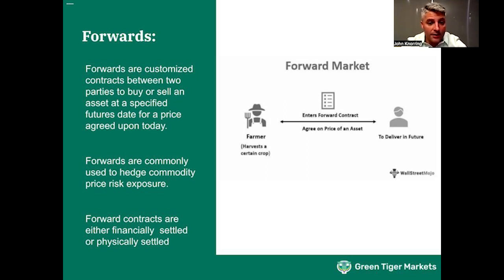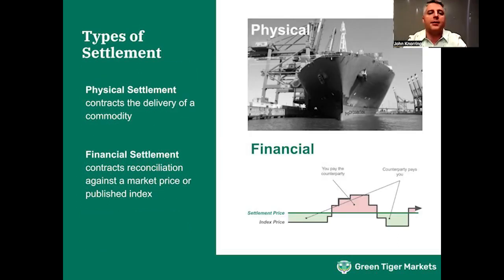And forward contracts, just like futures, can either be financially settled or physically settled. And now we've mentioned that twice. It's important to point out that both futures and forwards have two potential types of settlement. There's a physical settlement of a contract, which results in the physical delivery of a commodity. Then there's a financial settlement style.